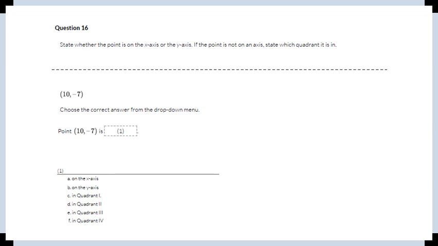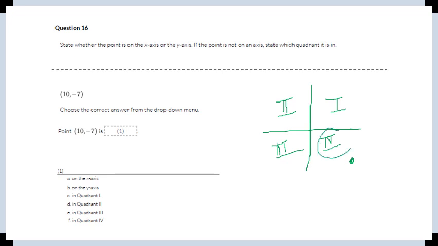Okay, so they want to know where this point is. So I would say, okay, I'm going to the right 10 and down -7. Now that's not a very accurate point, but it still tells us kind of where it's at on the graph. So remember, I just labeled those 1, 2, 3, and 4. So this point is in the fourth quadrant. So I would say that it is F.